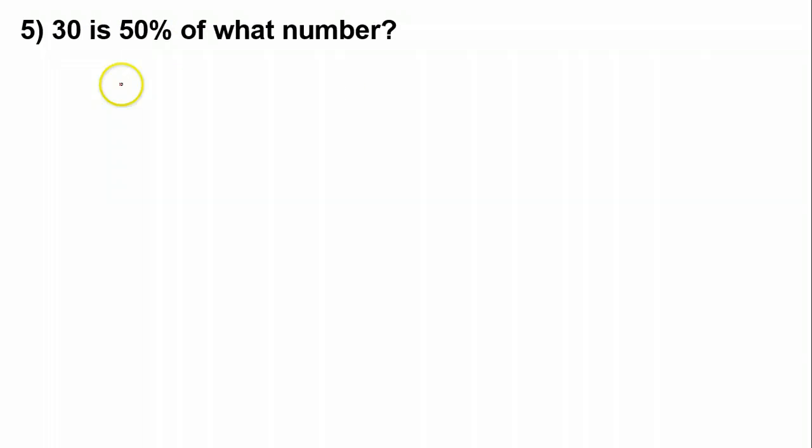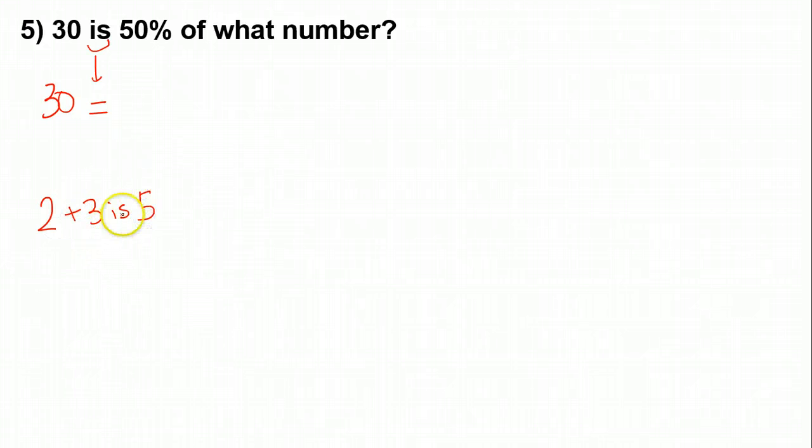The best way to go over this is actually to translate it, okay? So 30, the word is actually means equals. Like if I said 2 plus 3 is 5, it's like saying 2 plus 3 equals 5, okay? That's why that goes in there. But let's continue, so at least you know why it is equals 50%.